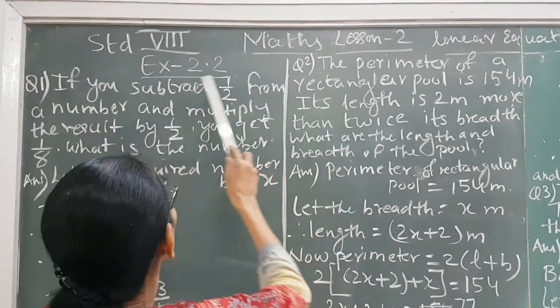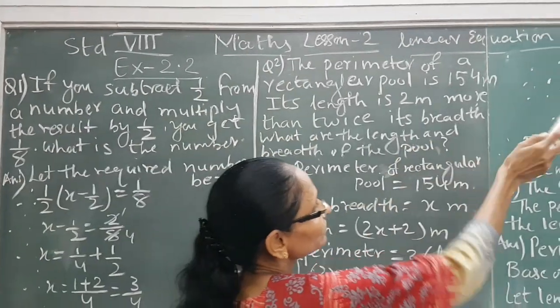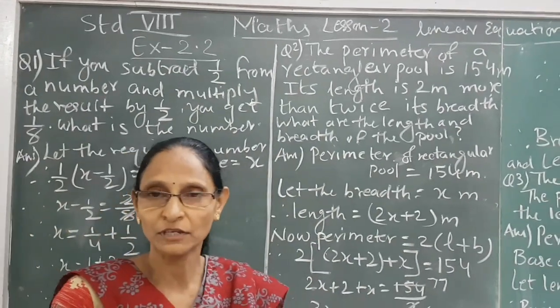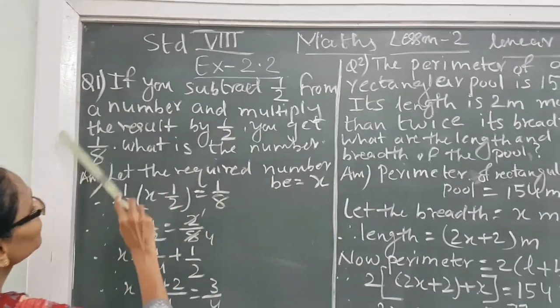Exercise 2.2 of lesson number 2, linear equations in one variable. In the last lecture I taught you different types of examples. Now let us start with question number 1.